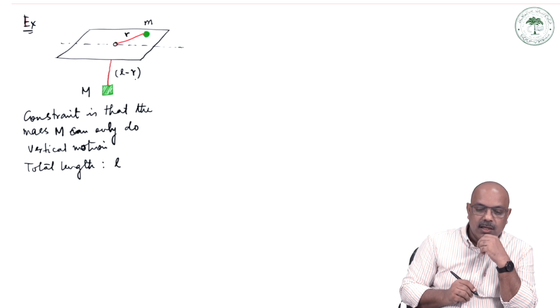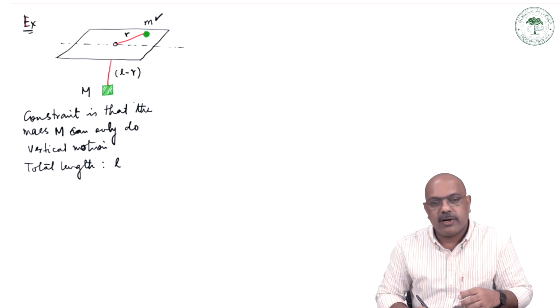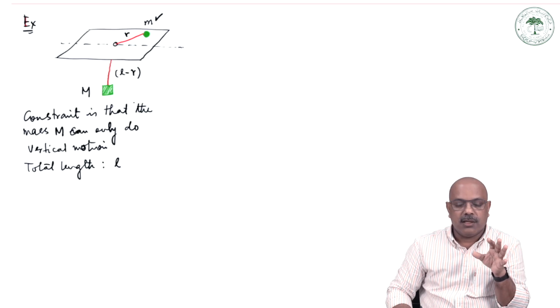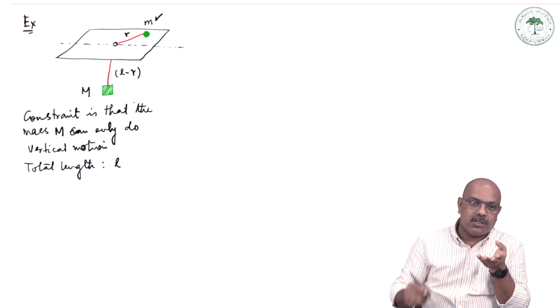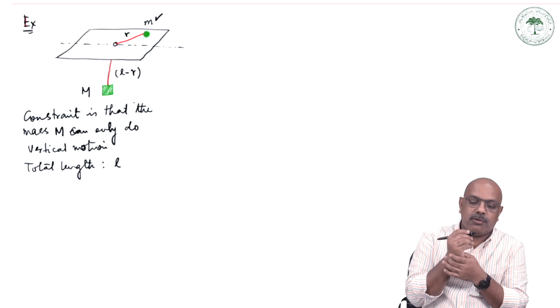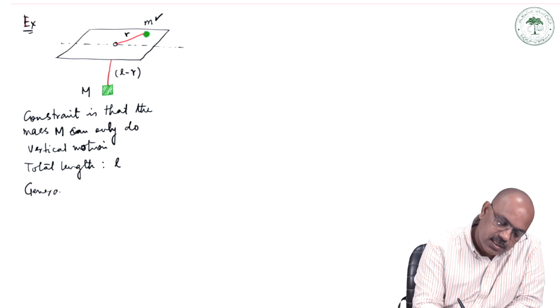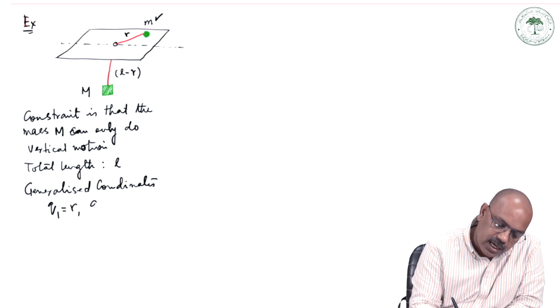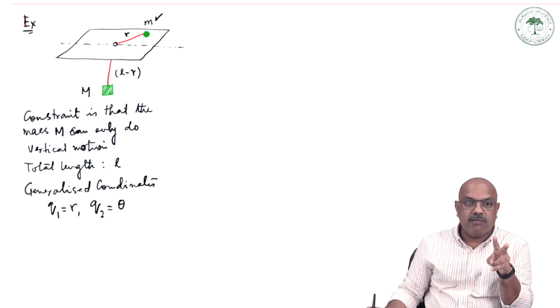So if the small mass is rotating around the hole, I have to write the Lagrangian, find the equations of motion, and we'll see the physics behind it. Because there is a rotation involved here, I'm going to work in plane polar coordinates. The generalized coordinates are q1, which is r, and q2, which is theta. So I'm going to have two equations of motion.